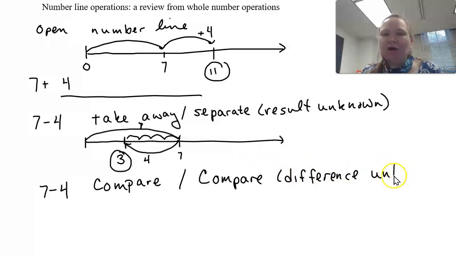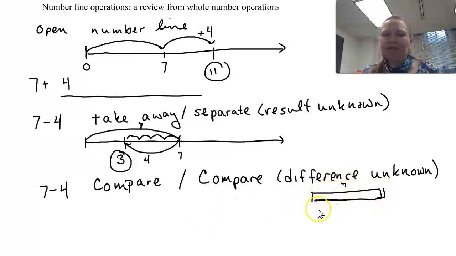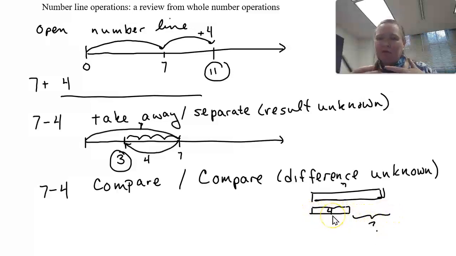And that's more CGI vocabulary that if it's not familiar to you, let me know so I can send you some resources. And so a compare problem, I have two amounts. So my typical picture for a compare problem has a 7 and a 4 side by side, and I want to know how much is the difference between them.